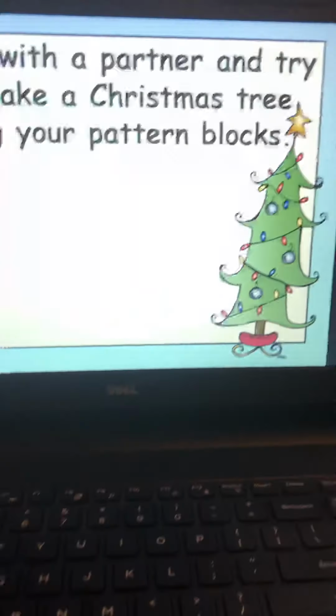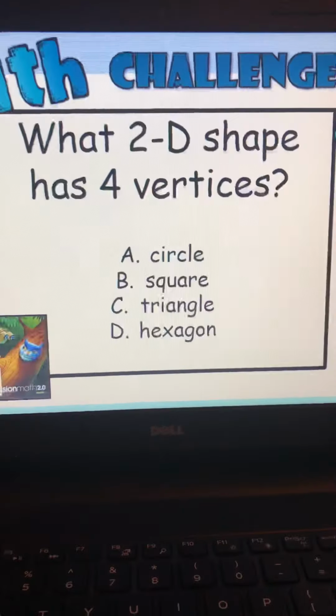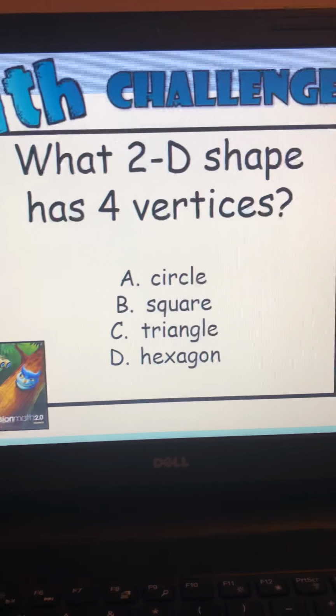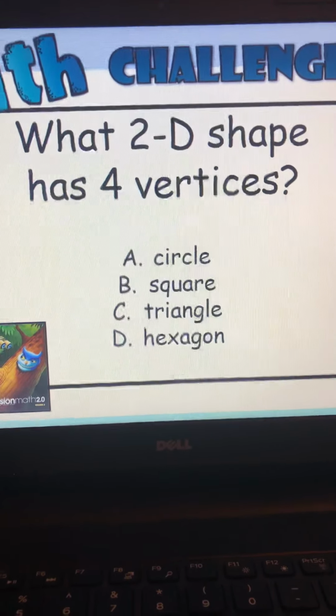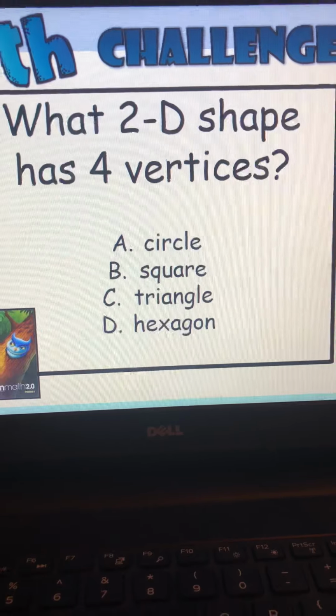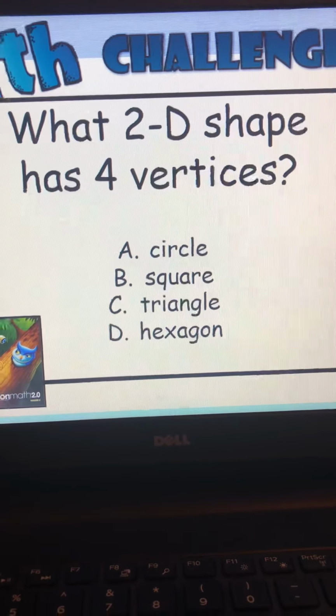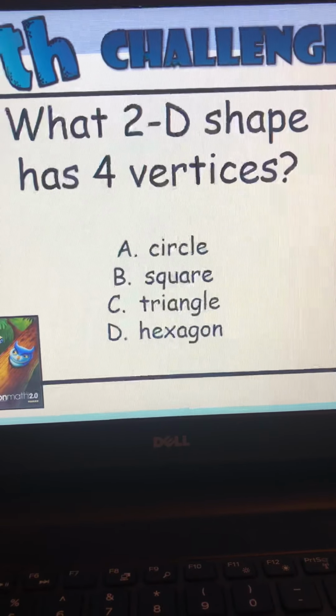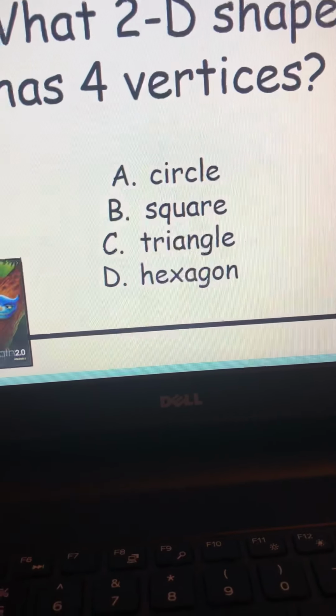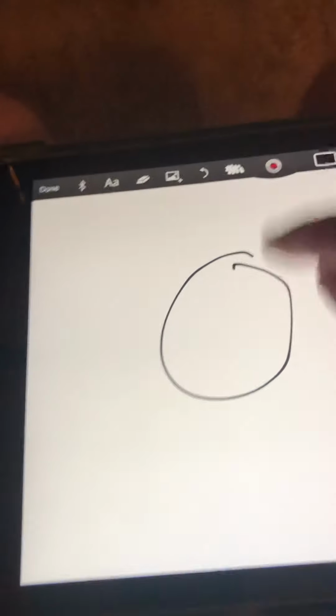And that's my tree. And then lastly, this is kind of a review. What 2D shape has 4 vertices? Hopefully by now you remember that the word vertices means corner. So what 2D shape has 4 vertices or corners? Well, a circle, that's option number 1. Okay, that has no corners, so it can't be that.